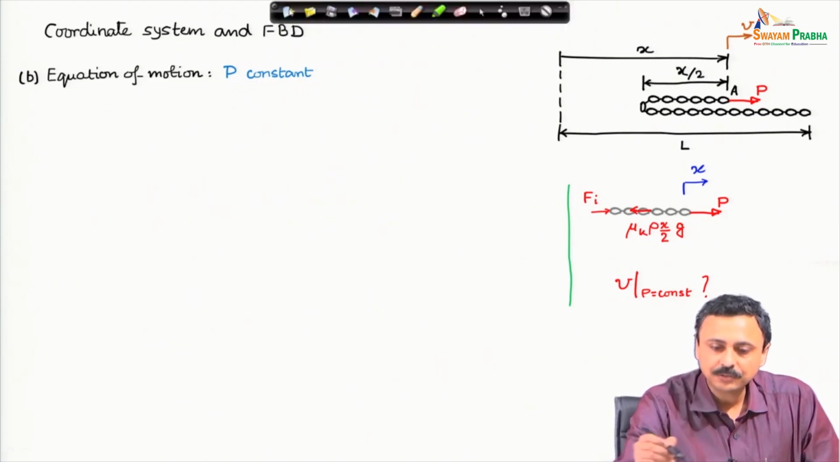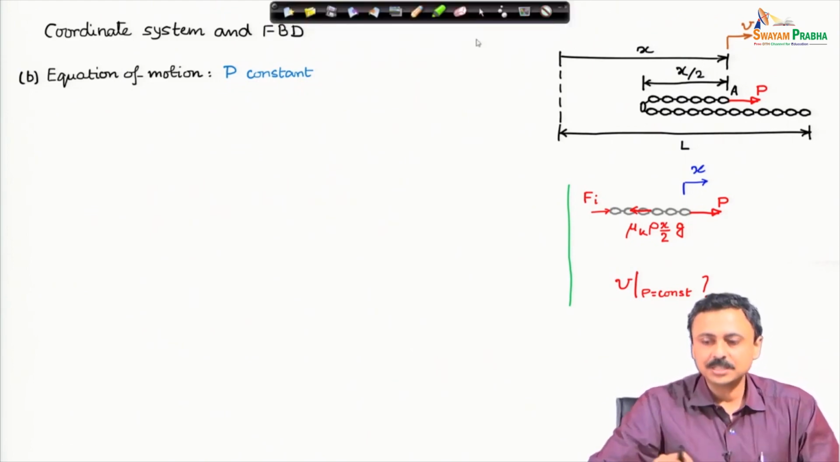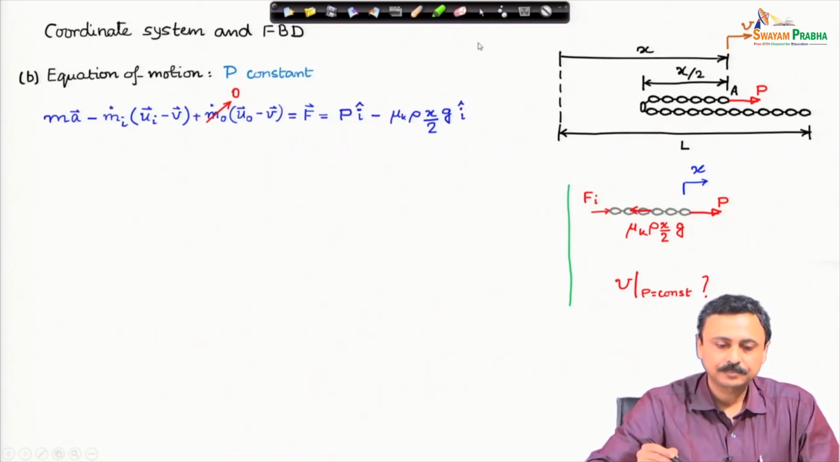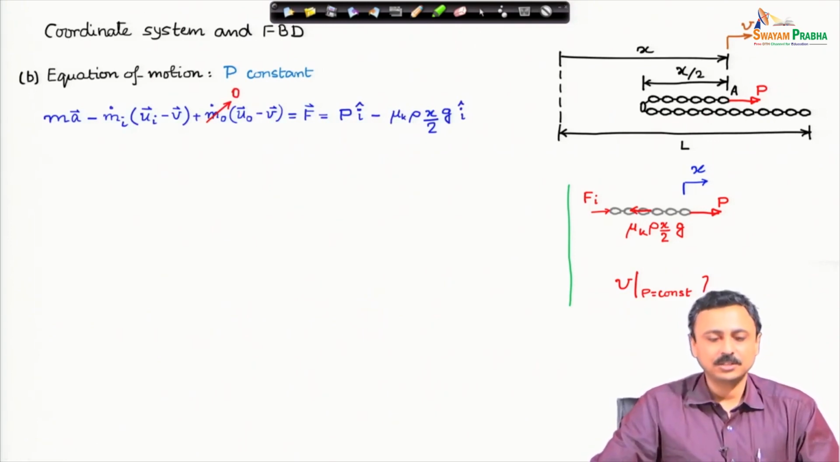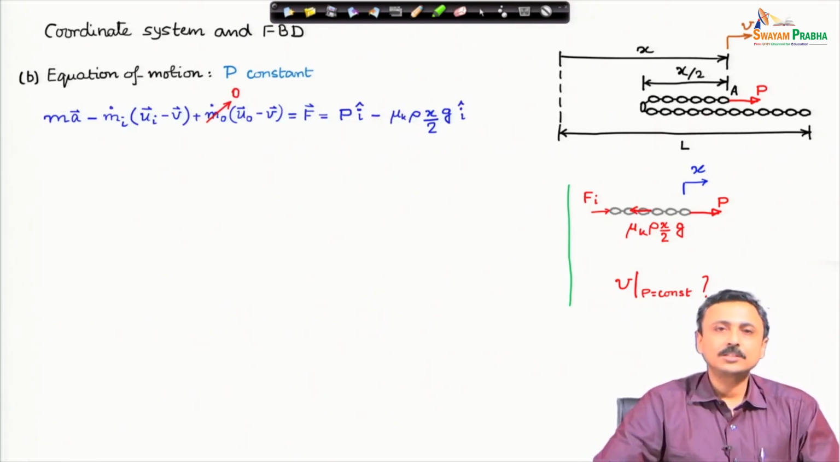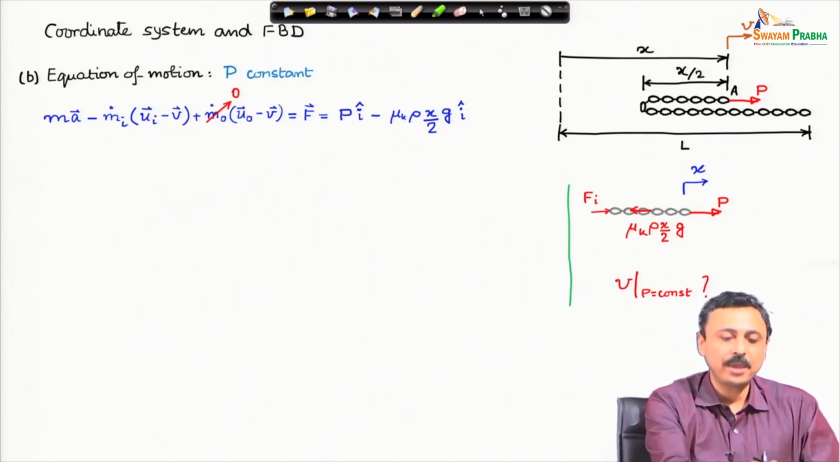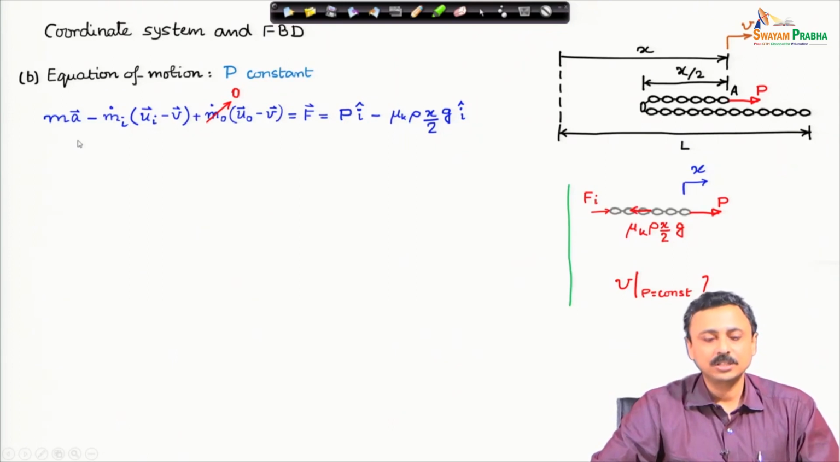The second part of the question is, how will the chain move if P is constant? Again we write down the master equation. There is no ejection of mass, m0 dot is 0, and here the acceleration term is there. So, m a, the first term of the master equation, is present because now the force is constant. Therefore, there will be acceleration or deceleration of the system.